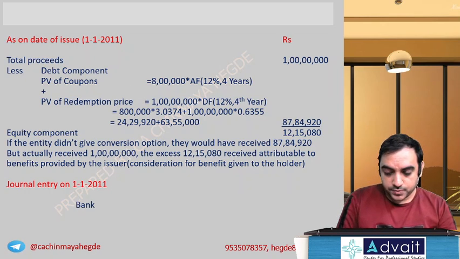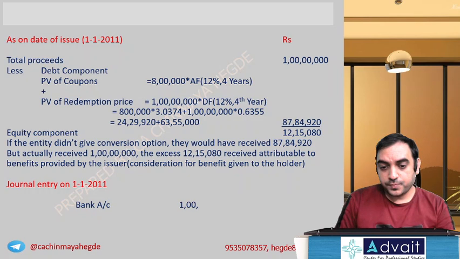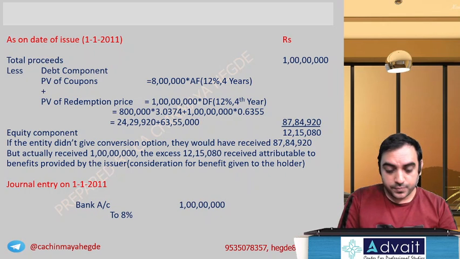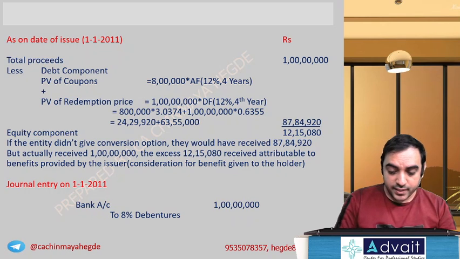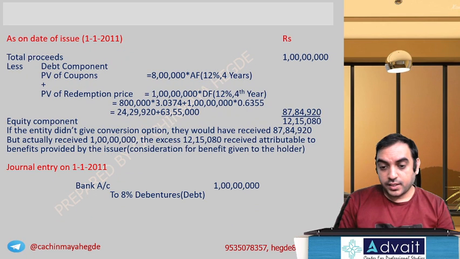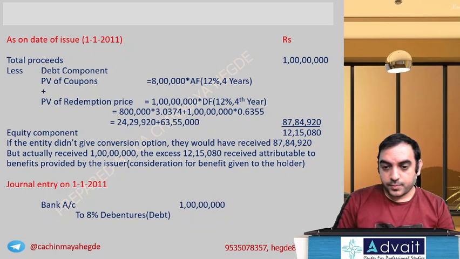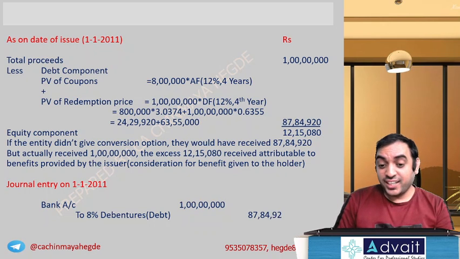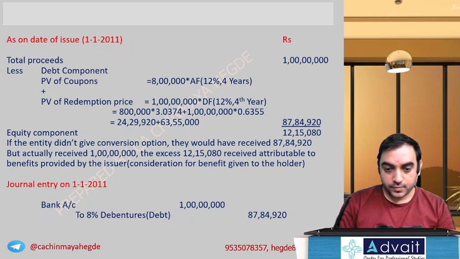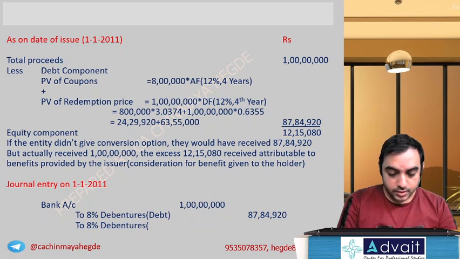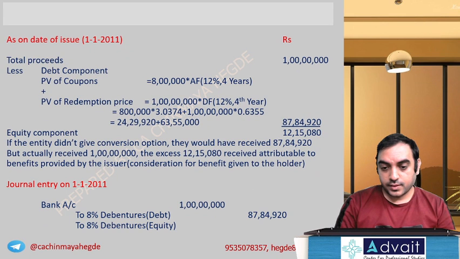Journal entry would be: bank account debit, amount proceeds 1 crore, to 8% debentures (debt component) ₹87,84,920, and to 8% debentures equity component, that is 12,15,080.